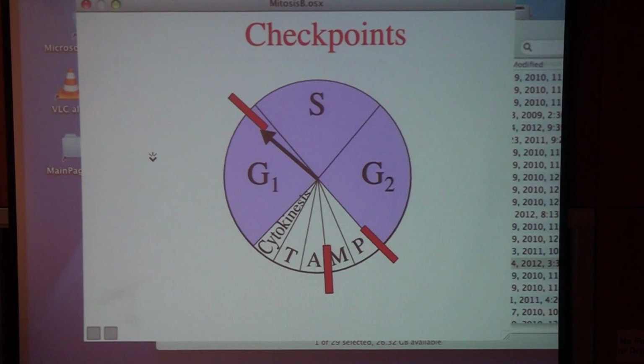And you can continue making an analogy with stop signs and roadways. When you drive your car down the road, there are certain regions where you're supposed to stop your car if it's appropriate, and other parts of the road where you're not supposed to stop your car. And anyway, these are the agreed upon stopping points if the cell needs to stop itself within the cell cycle.